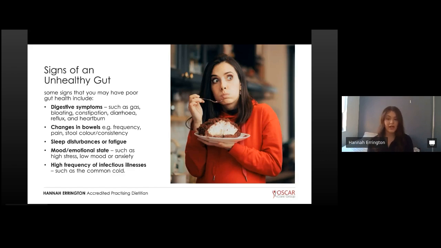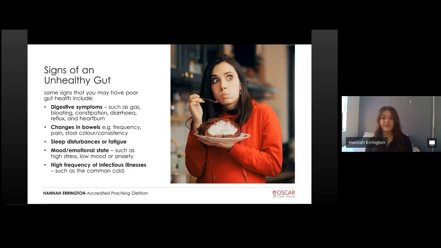Changes to stool color as well. Sometimes we see that stool can be more on the yellow or red or even green side. That can be an indicator that something is wrong. And any pain when you go to the bathroom, whether that's abdominal pain or it's actually pain in opening your bowels, any pain there can be a sign that something is wrong.